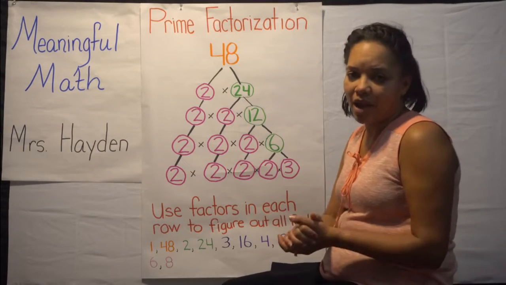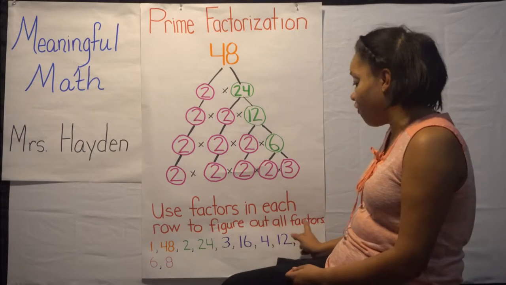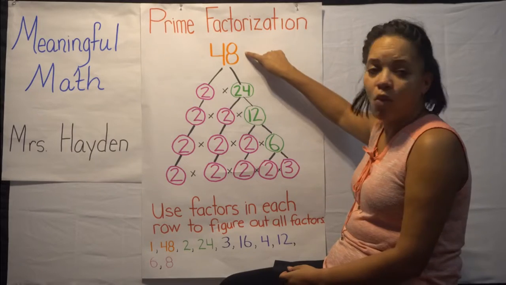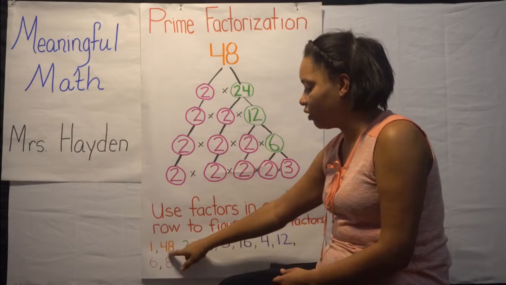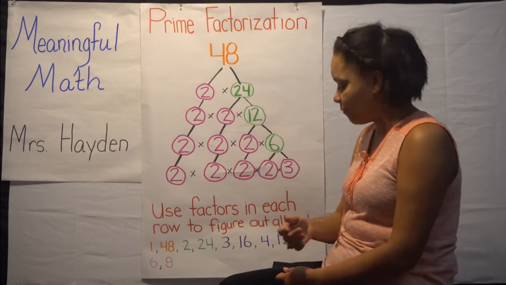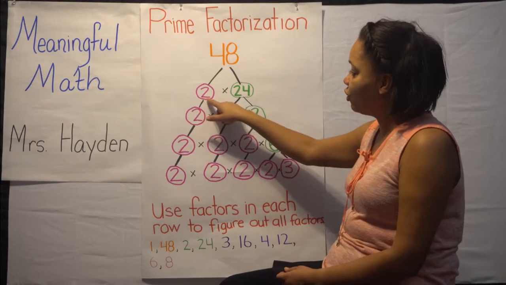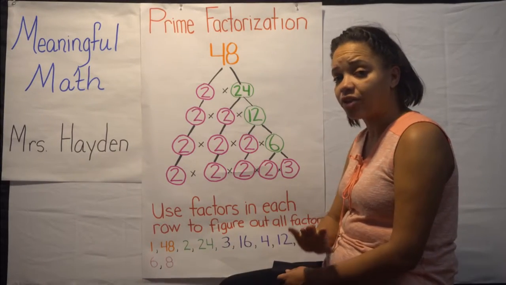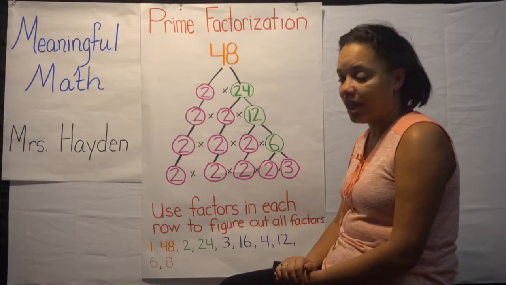Now, why does that matter? Because you can use the factors in each row to figure out all factors. So let's start with the top. 1 is a given. So 1 times 48, 1 is a factor, the number itself is a factor. All numbers will have that, whether they're prime or composite. But then if you go to the next row, and you can see 2 times 24, then 2 and 24 are also factors of 48. 2 times 24 does equal 48.